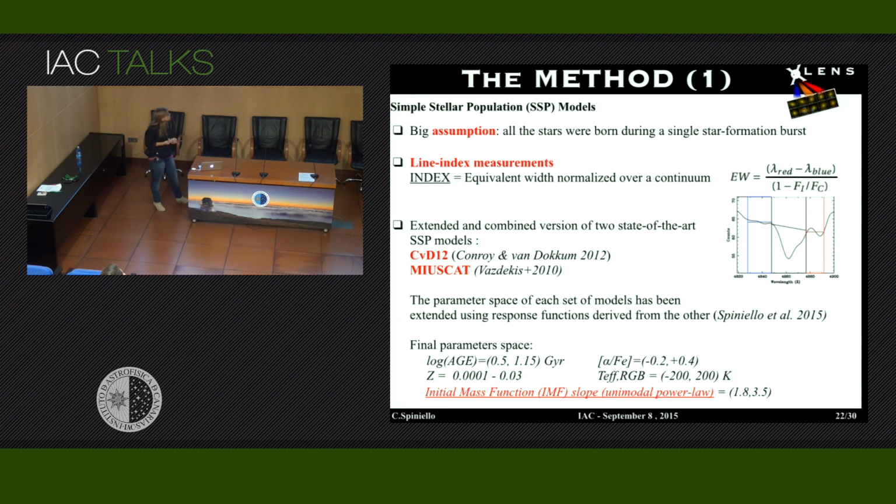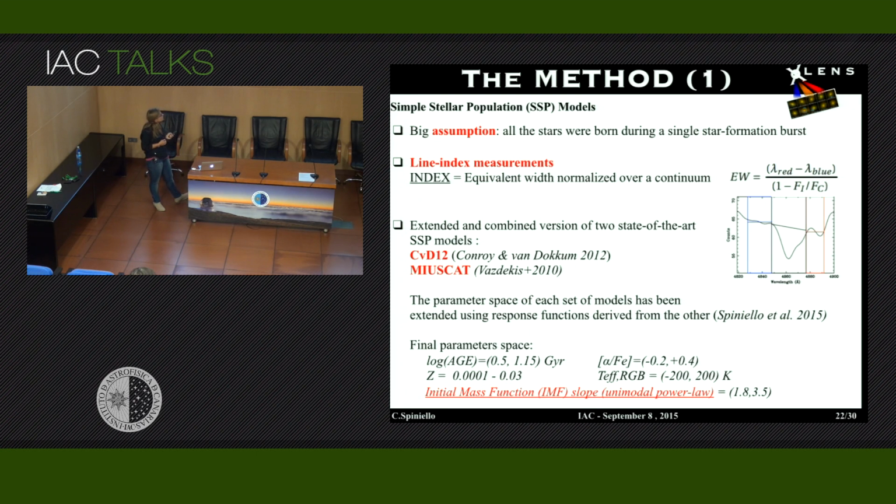So this is what I just described to you. It's exactly the same. The big assumption here, the simple stellar population method, is that all the stars were born during a single star formation burst. I'm using a simple stellar population model to get my IMF measurements. So this is a very big assumption, and we kind of know that this assumption is wrong.